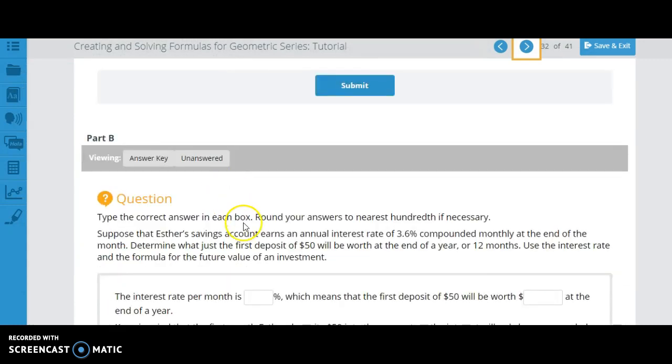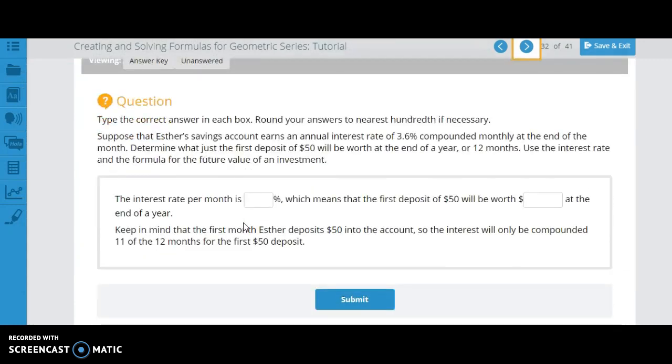Now this is where we get to the geometric sequence and series. So here she's going to put it in a savings account. The annual interest rate is 3.6% compounded monthly at the end of each month. So she's going to put in $50. What will it be worth at the end of the year, or 12 months?